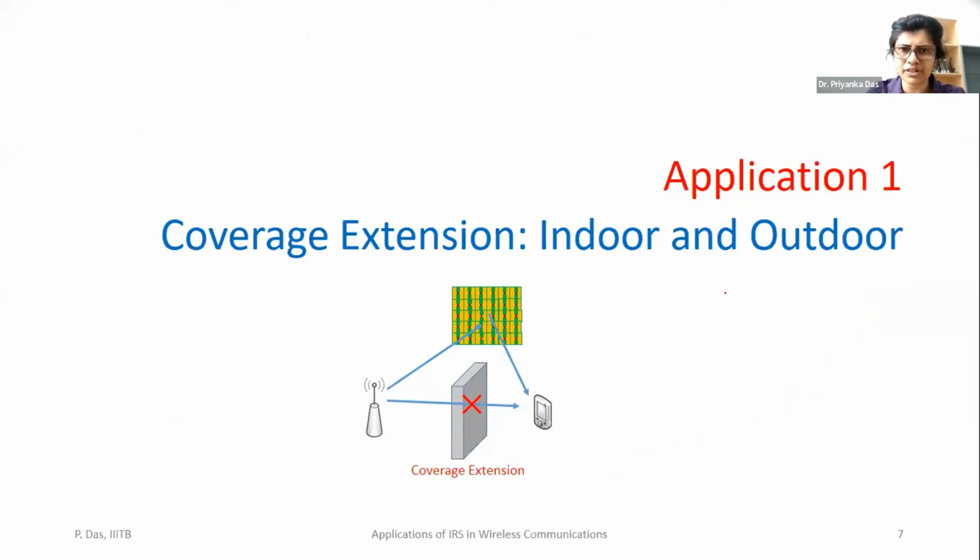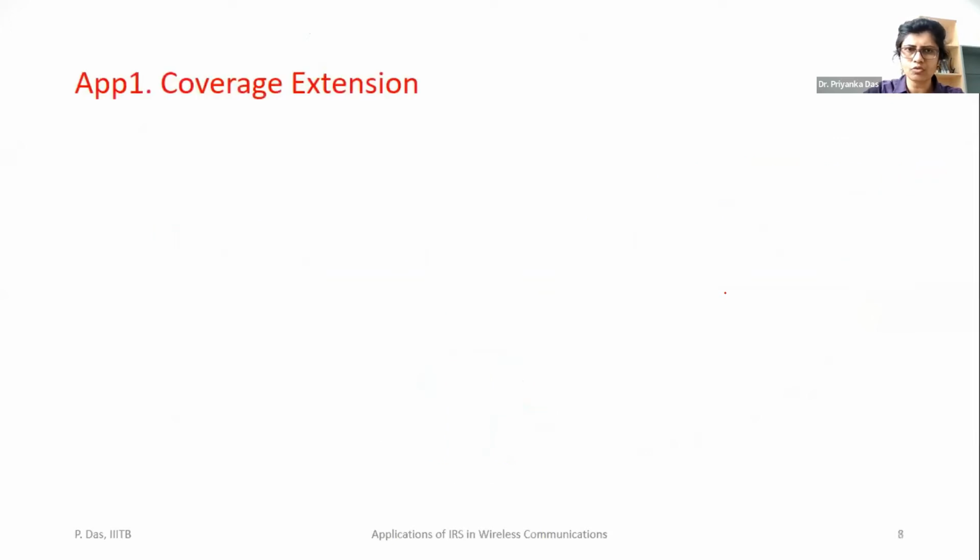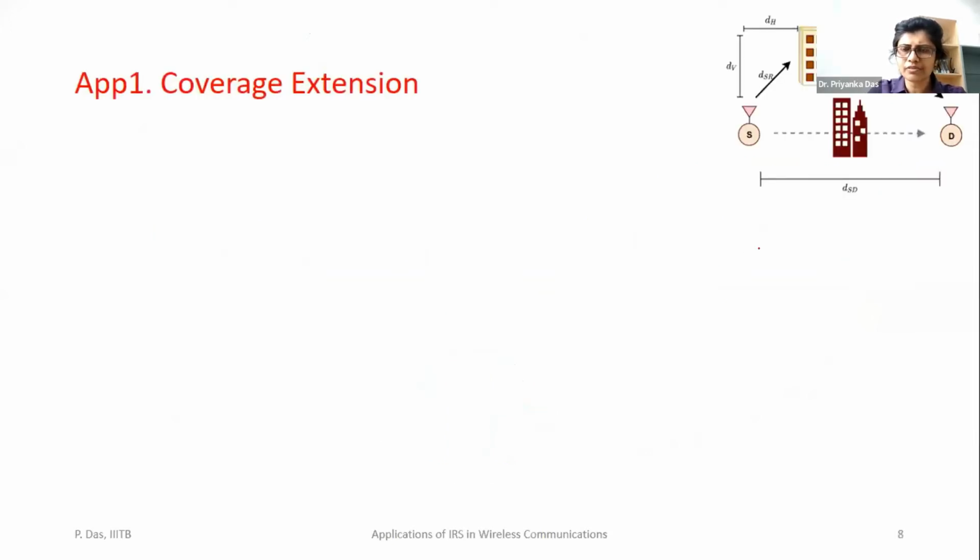Application number 1, coverage extension. We'll talk about indoor and outdoor. So what's our model? You have a source, you have a destination. There is no direct link. More often in outdoor situations, even if you have a direct link, better we will see as case 2. Case 1, more prominent, no direct link. There is an IRS. So your signal is going to the IRS, from S to IRS. The IRS will do some smart job and it will come to the destination.